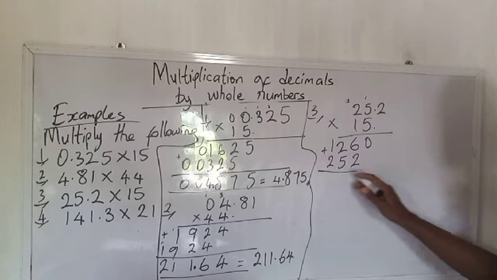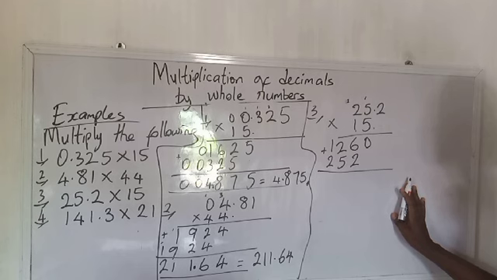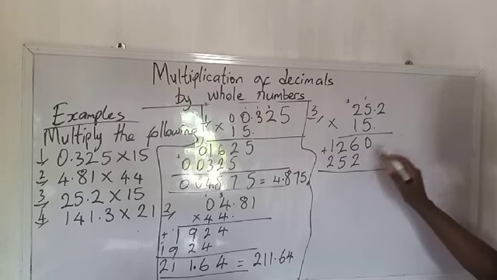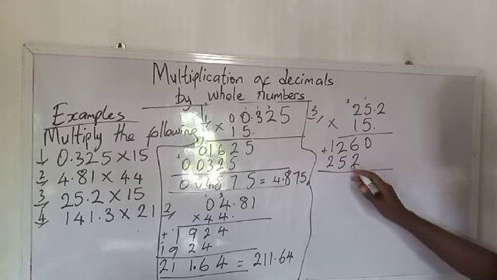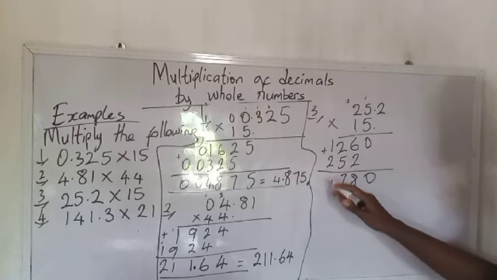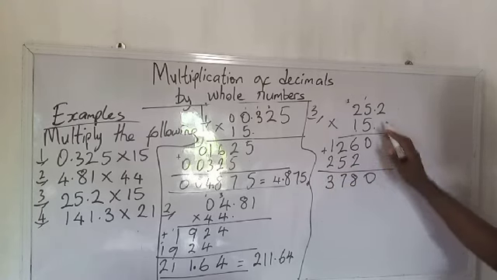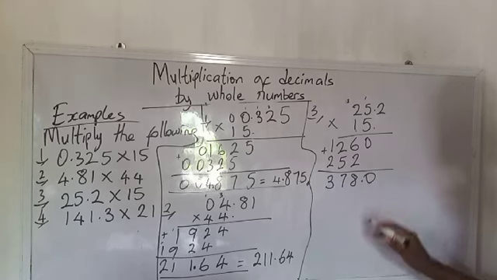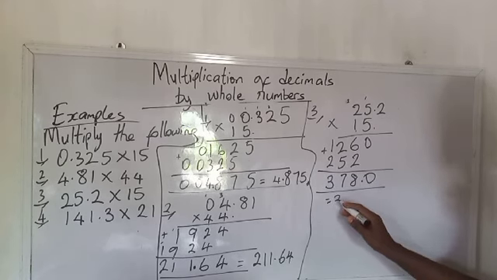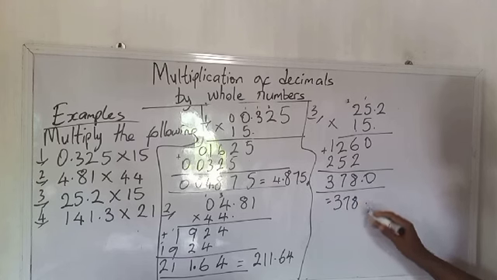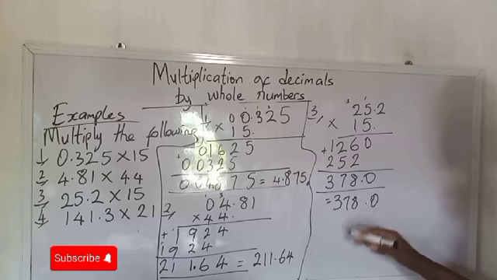Thereafter, I add up my answers. 0 plus 0 here is 0. 6 plus 2 is 8. 2 plus 5, 7. 1 plus 2 is 3. So how many decimal points do we have here? I put my decimal point here. So my answer becomes 378.0. I can also say 378.